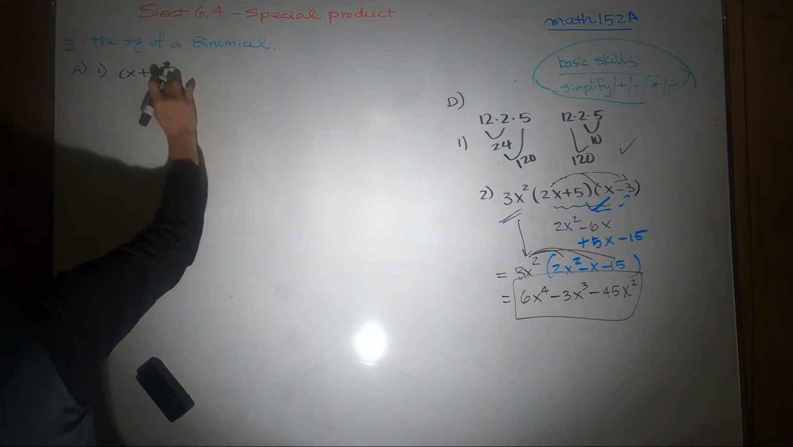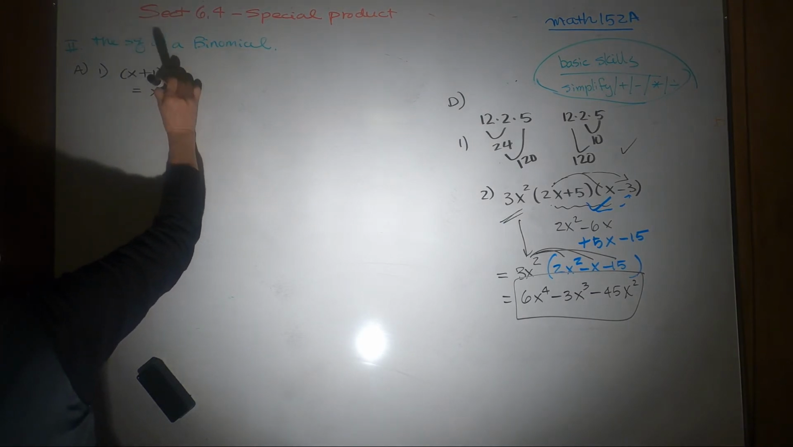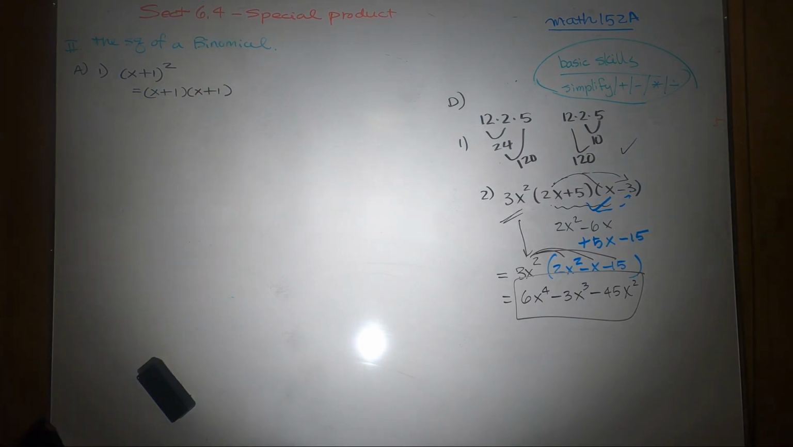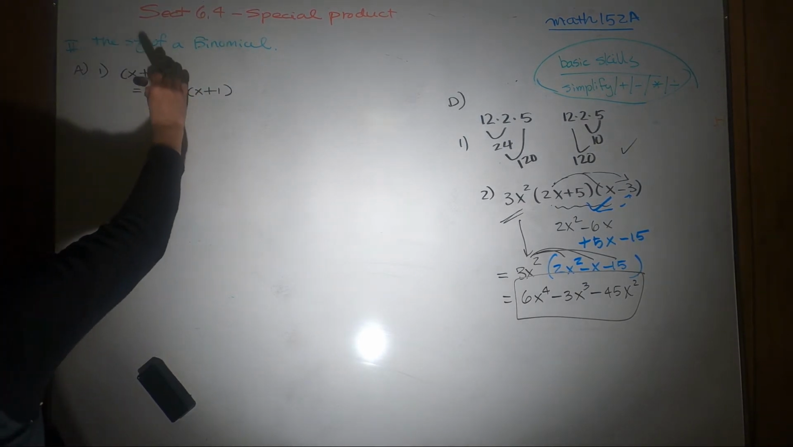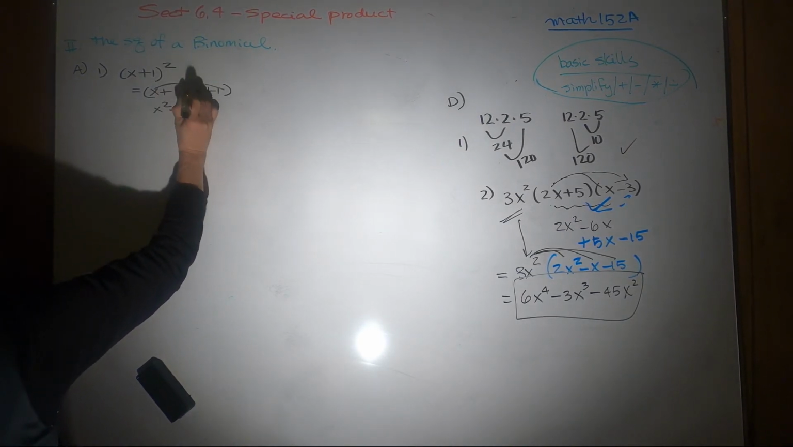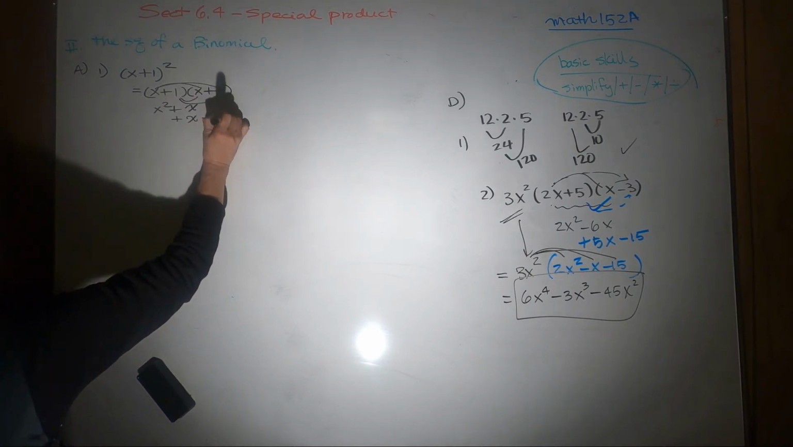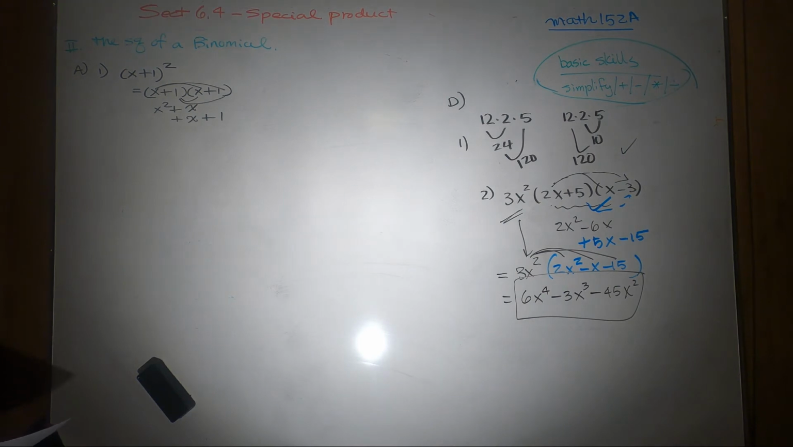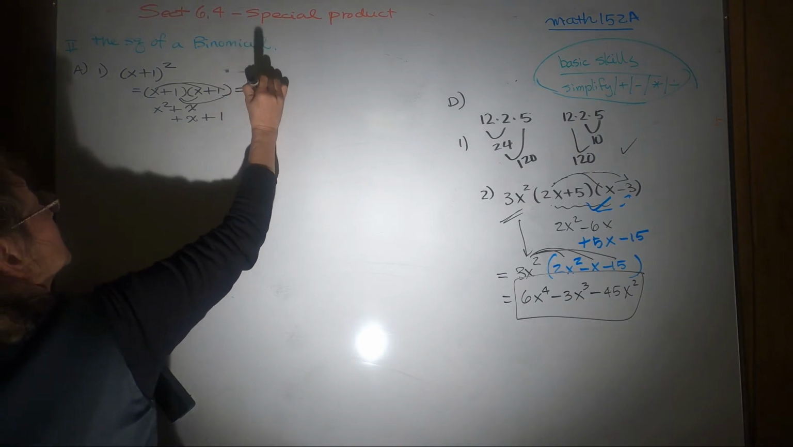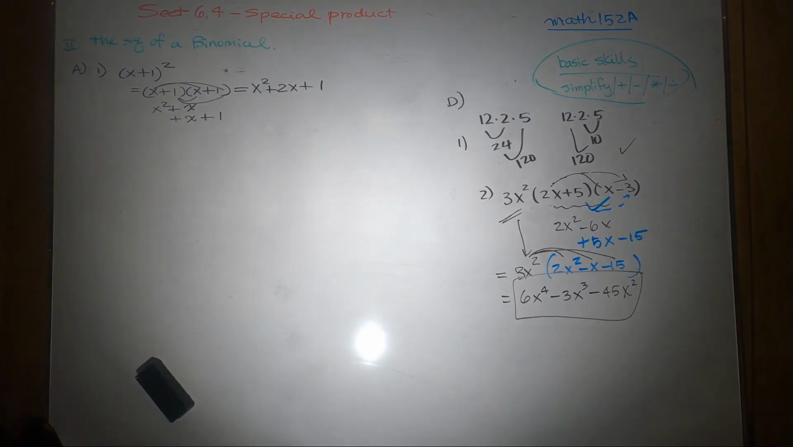You multiply itself twice, okay? Right? Then you do your FOIL. So x times x is what? x squared. x times 1 is x. The bottom 1 times x is x. 1 times 1 is 1, right? Then when we add it together, what do we have? We have x squared plus 2x plus 1, right?